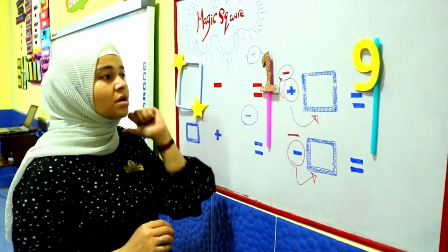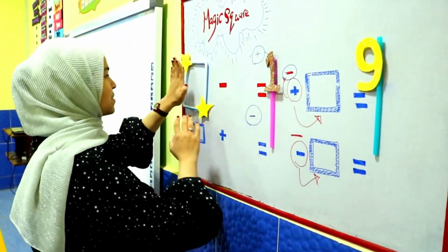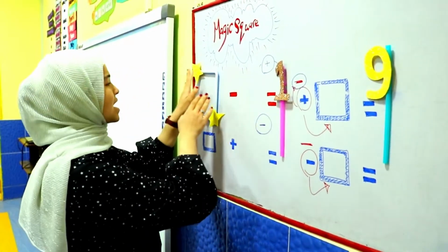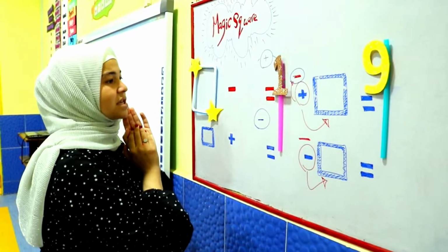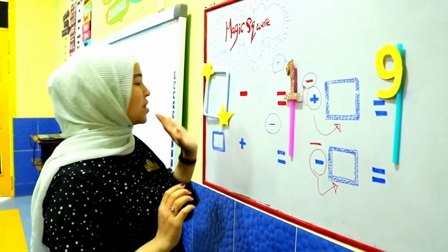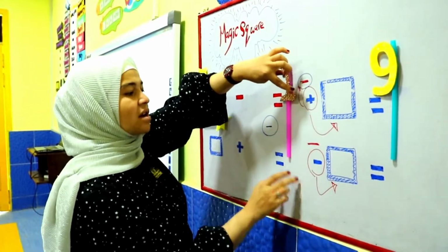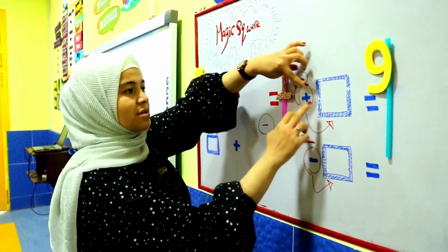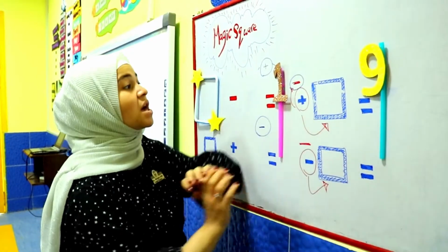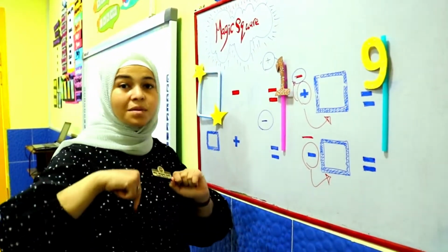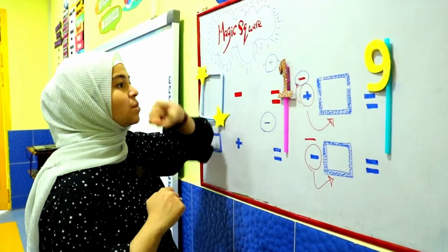I said before, when I find just magic square minus, I directly return it into plus. But when I find magic square plus, I return it into minus. When I find the sign at the beginning, like plus magic square or minus magic square, I'll solve it as minus. Once again, please, I'll solve it as minus.